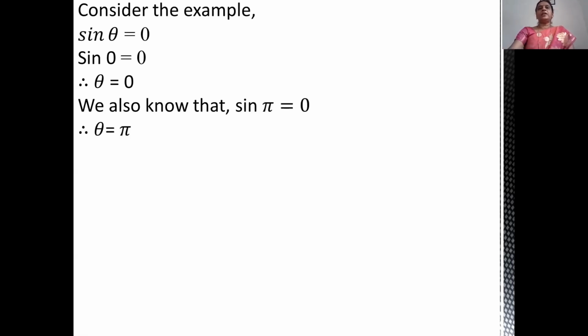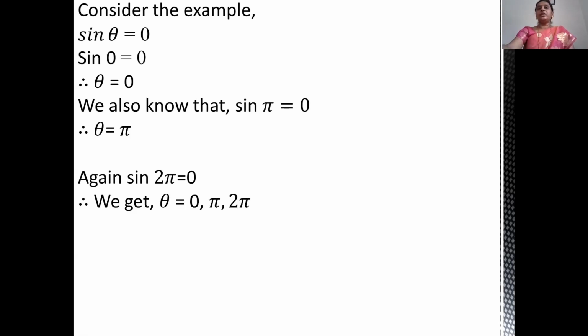So we get theta is equal to pi, and this is the second solution directly from the table 0 to 360. Proceeding further in that table, at 2 pi the value of sine is also 0, and we get theta is equal to 2 pi. So in that table, at 0, at pi and at 2 pi, the values of sin theta are 0. Therefore, we get three solutions, theta is equal to 0, pi and 2 pi.